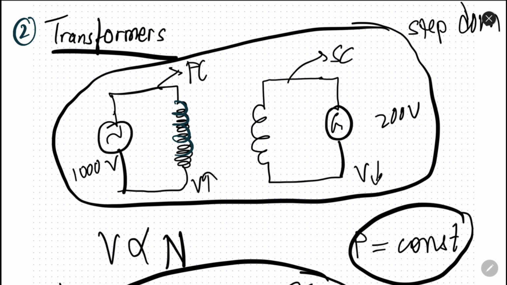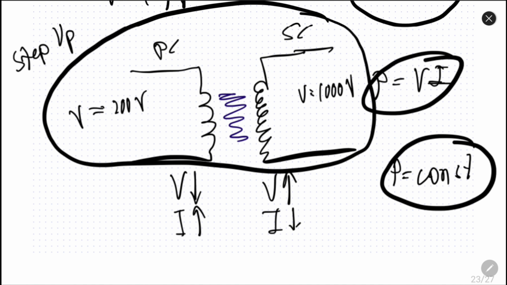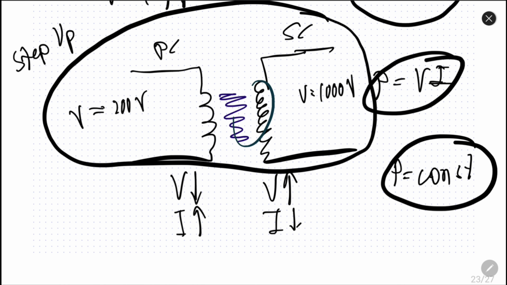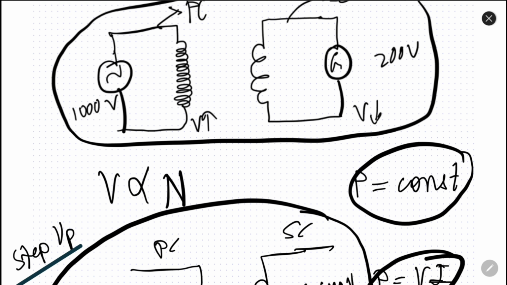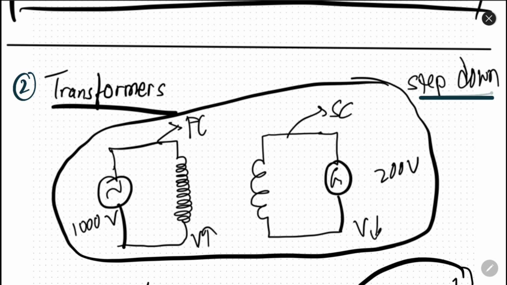So if the number of turns is more in the primary coil and less in the secondary coil, the voltage will reduce. And if the number of turns is less in the primary coil and more in the secondary coil, then the voltage will increase. So this is called the step up transformer, and this is the step down transformer.